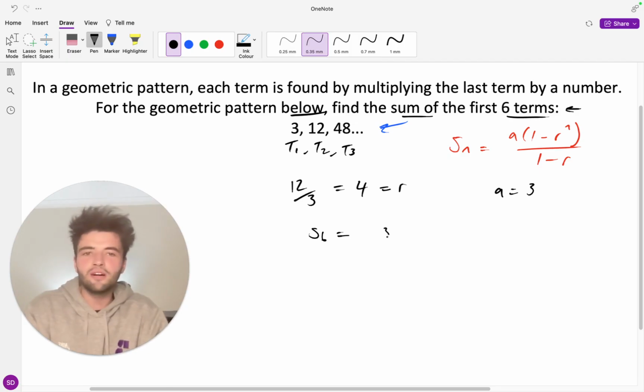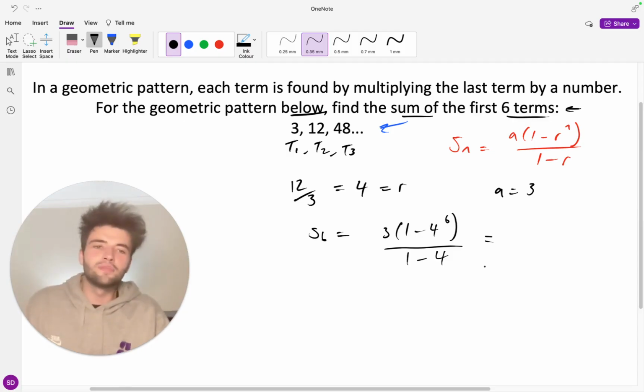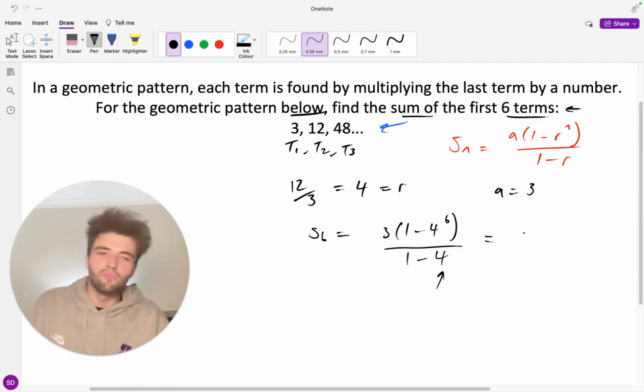So we're going to have 3 on the top of our little fraction times 1 minus r to the power of n. We know that r is 4 because we found that, and n is going to be 6 because we're going up to the 6th term. And then on the bottom, we're just going to have 1 minus 3 as well. And I actually spotted a mistake in how I'd written it. I'd had 3 in the bottom here, where it should have been 1 minus 4 in the bottom.